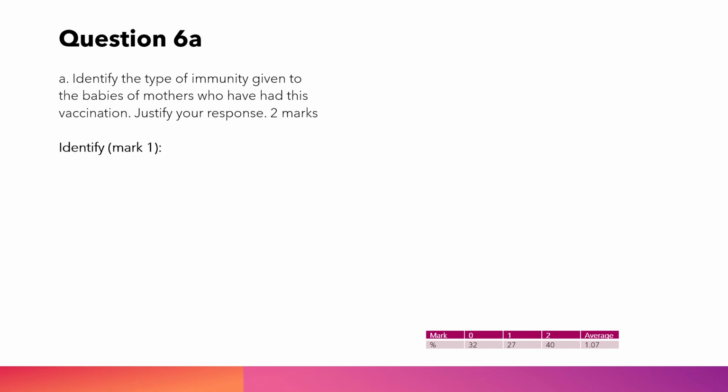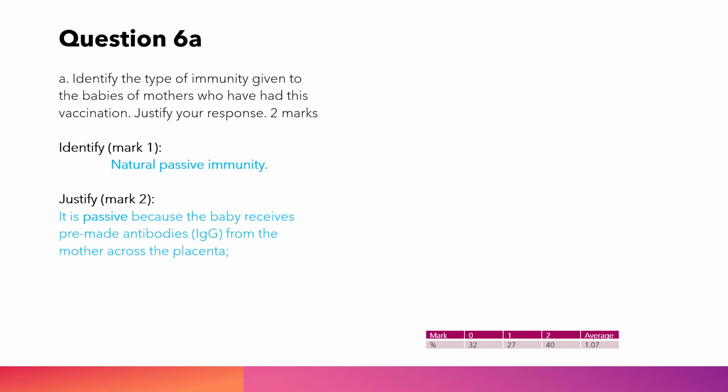Identify. Natural passive immunity. Justify. It is passive because the baby receives pre-made antibodies, IgG, from the mother across the placenta. The baby's own immune system does not produce its own antibodies or memory cells in this process.